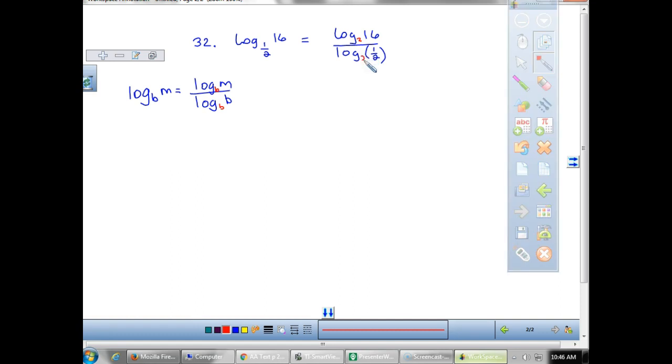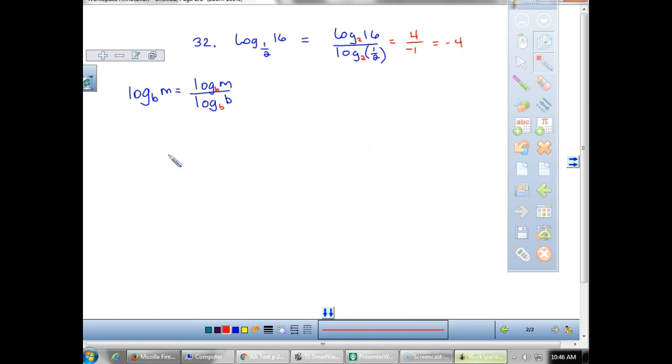So if I do this, log base 2 of 16 is going to be 4. And log base 2 of 1/2 is going to be what? 2 to what power gives me 1/2? Negative 1. So do you see you get the same exact answer?